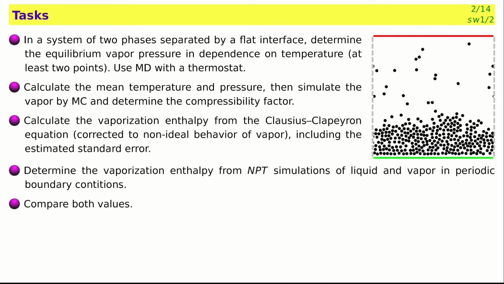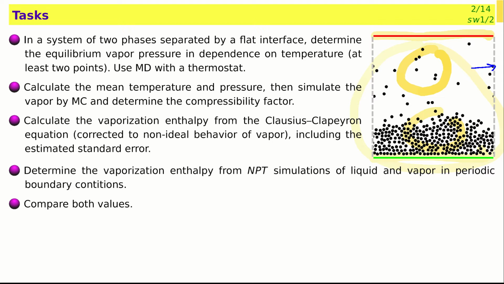So the task can be summarized as here. We create a system which contains 2 phases, like here. That is, with an attractive wall and a repulsive wall. Here there is liquid and there is a vapor here. And the system is periodic in the x direction. This allows us to determine the vapor pressure of gas in equilibrium with this liquid.